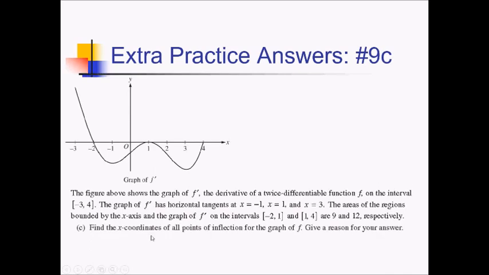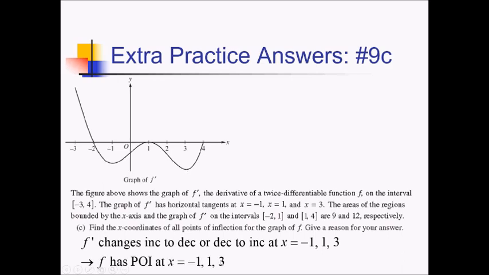For this part, we want x-coordinates of all points of inflection for the graph of f. So those are going to happen wherever f prime is reversing direction. I see that f prime is changing from either increasing to decreasing or decreasing to increasing at x equals -1, at x equals 1, and we're reversing direction again at x equals 3. So therefore, f has points of inflection at all three of those x values.